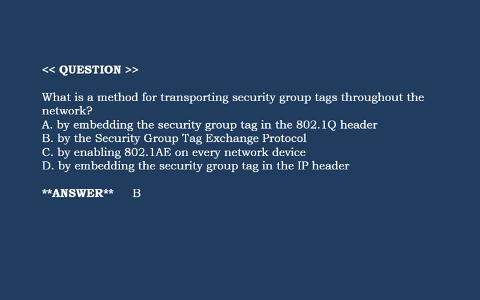Next question is, what is a method for transporting security group tags throughout the network? Option A, by embedding the security group tag in the 802.1Q header. Option B, by the security group tag exchange protocol. Option C, by enabling 802.1AE on every network device. Option D, by embedding the security group tag in the IP header. Correct answer is option B.